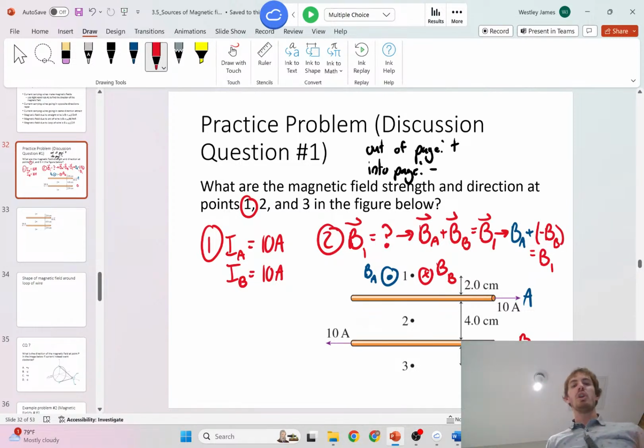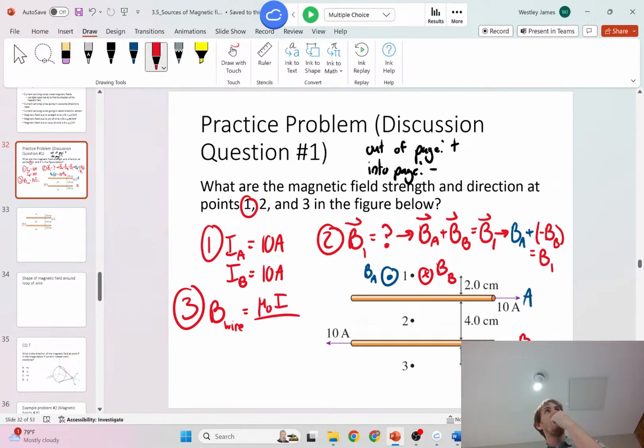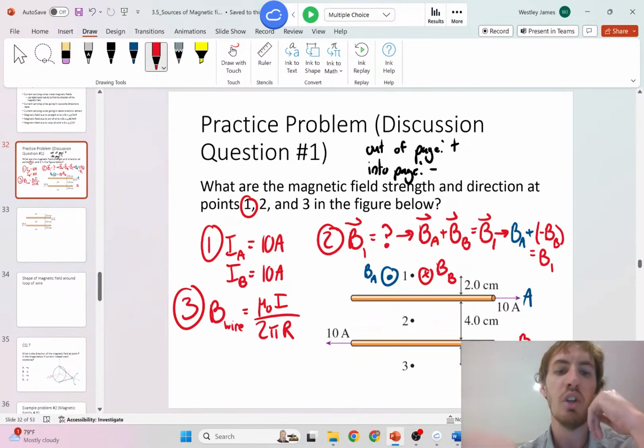Okay, so what's the equation for the magnetic field due to a current carrying wire? Due to a straight wire, it is going to be mu naught I over, is it 2 pi r or 2 r? It's the weaker one, because straight wires are weaker than circular wires, so we put a pi on the bottom to make it weaker. That's just my thought process for how I remember it. Okay, let's go ahead and build. So B1 is going to be mu naught I.